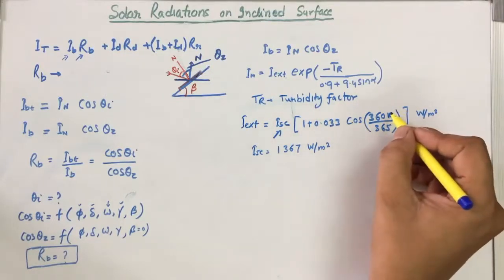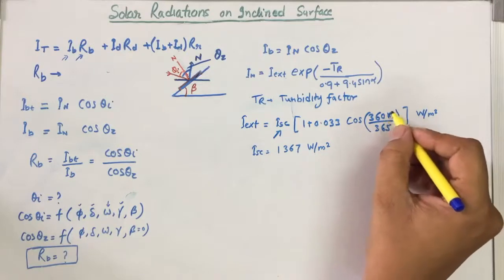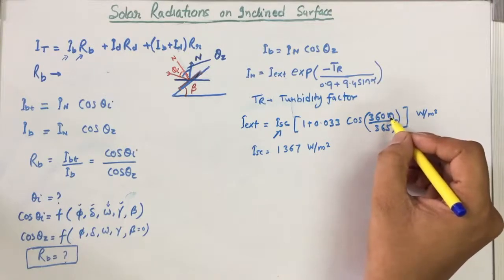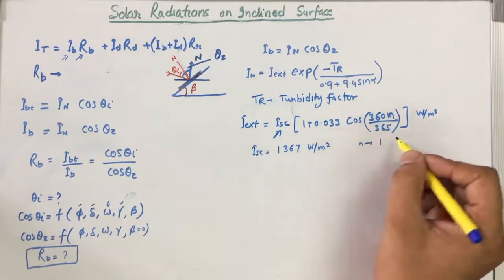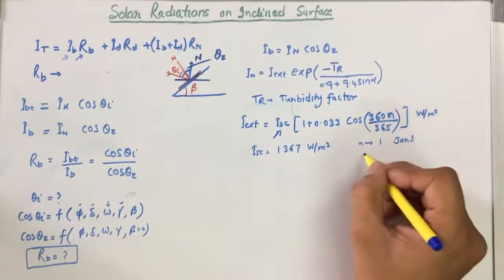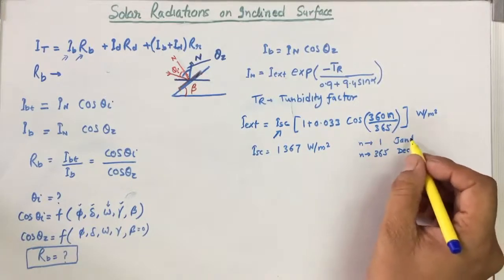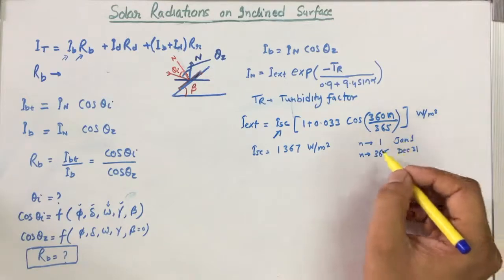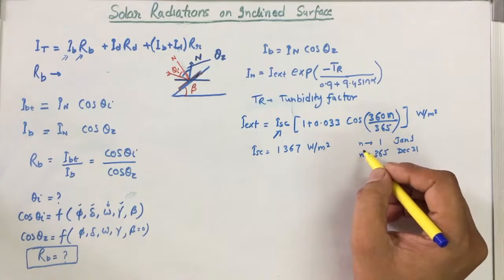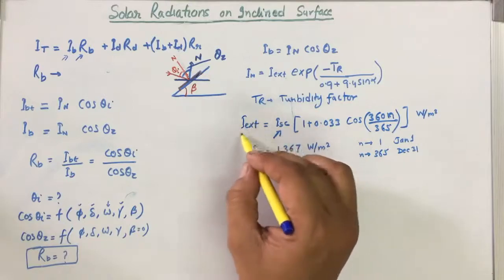So in this case, if you know the day for which you are talking about, then you can put the number of that day here and you can find I extraterrestrial. So n is 1 for January 1 and n is 365 for December 31. In this way it follows linear. So for any day you can find the value of n. So by knowing the n, you can put the constant here, you can find this term.